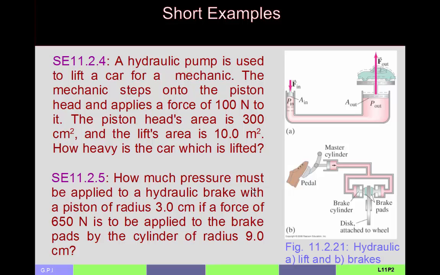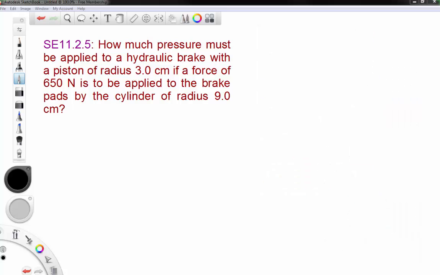All right, our other example has to do with hydraulic brakes. Suppose that the piston of your hydraulic brake has a 3 centimeter radius, and suppose that when you slam on the brakes, you can muster 650 newtons of force applied to the brake pads from a cylinder of radius 9 centimeters. So how much pressure do you need to apply to this cylinder in order to have that happen, and consequently how much force do you need to apply?